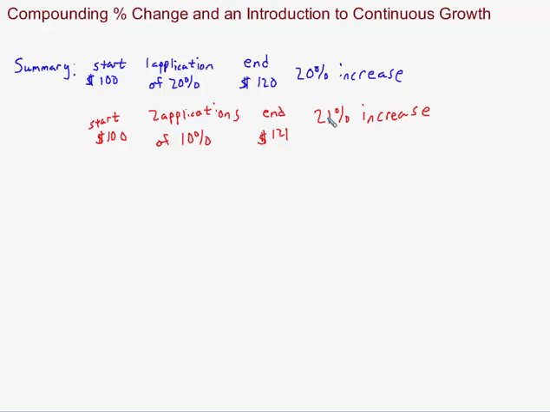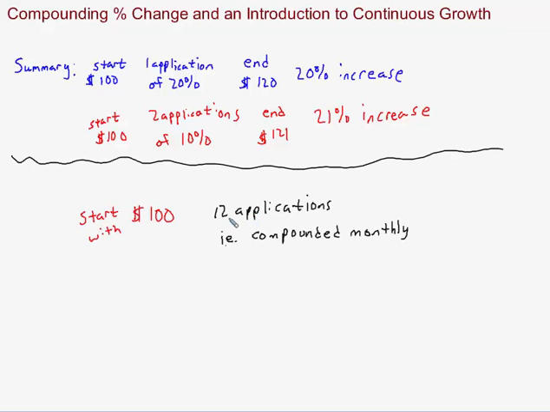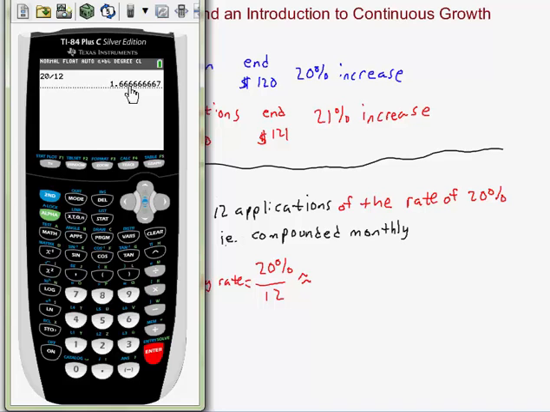I'd like to do 12 applications of the interest rate, and banks call this compounded monthly, and this is the most common compounding method. If you have a bank account, you probably get monthly statements in the mail or via email. So let's suppose we started with $100, but this time they're going to give me 12 applications of the rate of 20%, i.e. compounded monthly. What the banks do is they convert your annual rate of 20% to a monthly rate of 20 divided by 12, which is approximately 1 2/3% per month.